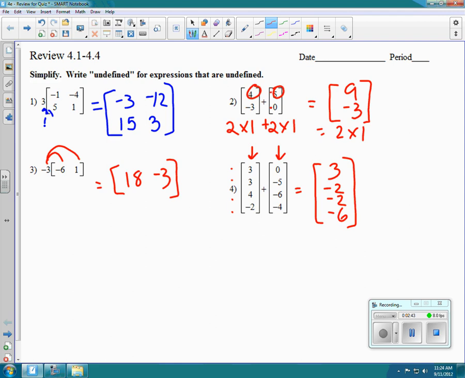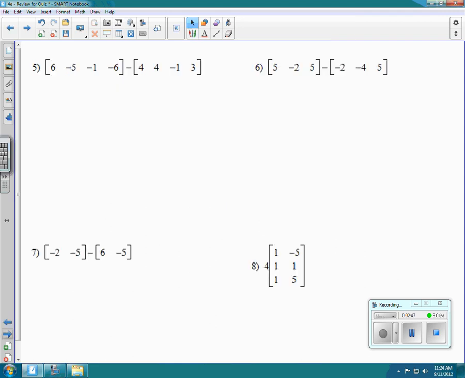Moving on to number 4. I'm sorry, number 5. Here we have two matrices that we are trying to subtract. So because we're doing that subtraction, we need to make sure that the matrices are the same size. Visually, I can see that there's 1 row in each of them, and there's 1, 2, 3, 4 columns in each of them. So they are both 1 by 4s. We can subtract them by working with the corresponding parts.